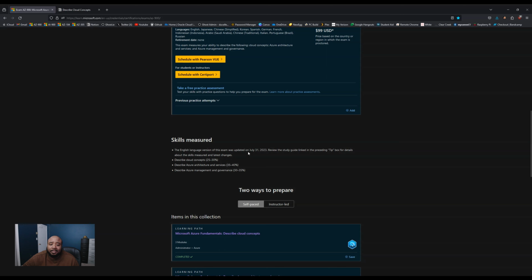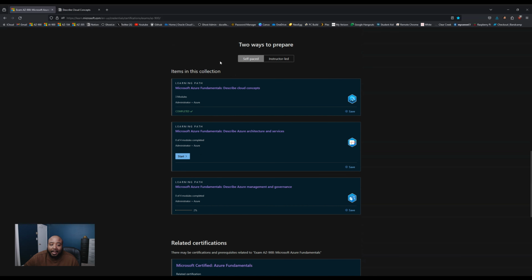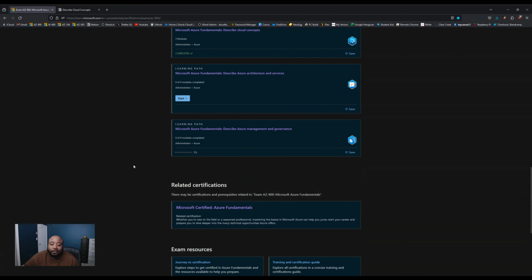updated. As you can see, this was last updated in July. They usually just change the percentage of maybe how much they want to add on the exam for each part. The second one is describe Azure architecture and services, and the last is describe Azure management and governance. And these are the 3 paths. So this is just further resources for you to know.